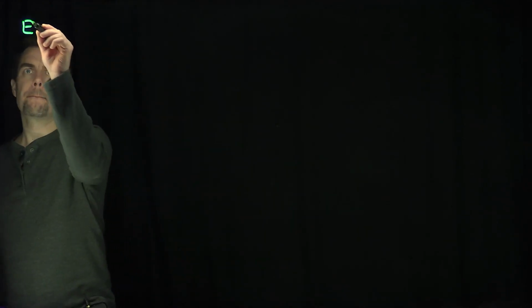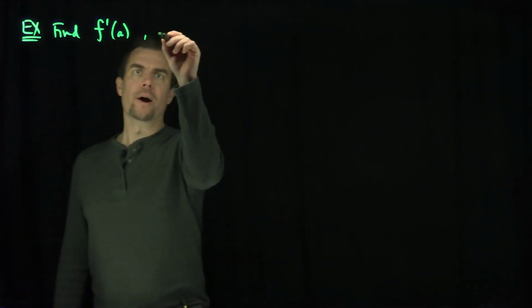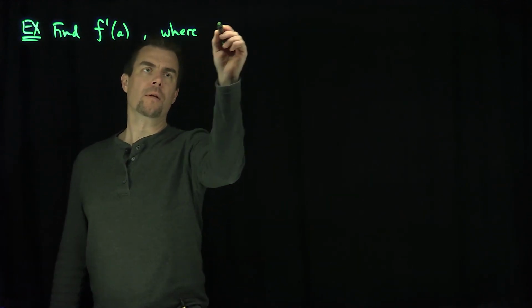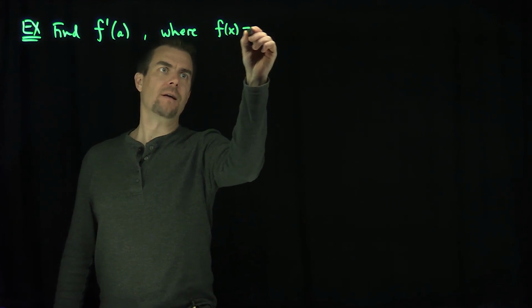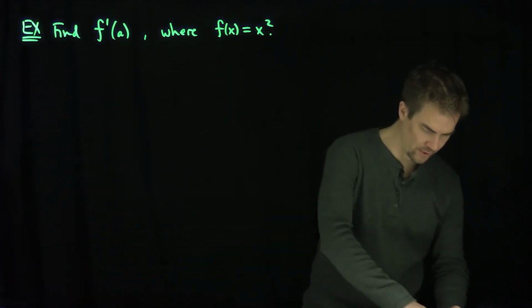Hello students, in this video we'll see several examples of using the difference quotient to compute a derivative. Here's our first example. I want to find f prime of a, where f of x is x squared. So let's find this first. So how do we do this?